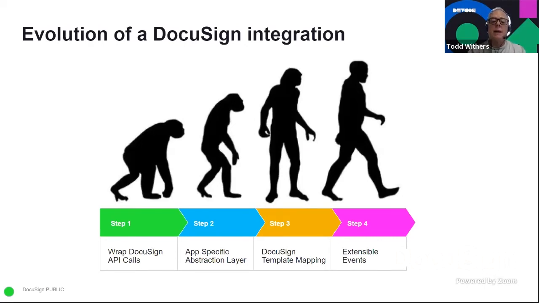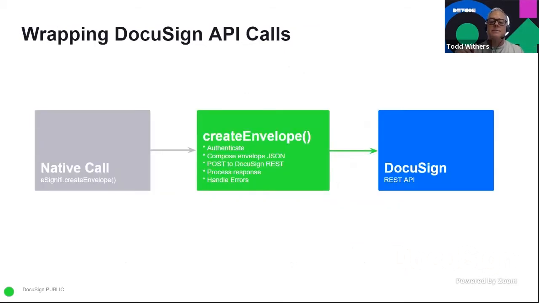We started with simple wrapping of DocuSign API calls, and then we created an abstraction layer. We followed that with template mapping. I'm going to talk a lot about that. And finally, we added extensible events. Let me take a moment to go through each of these steps.